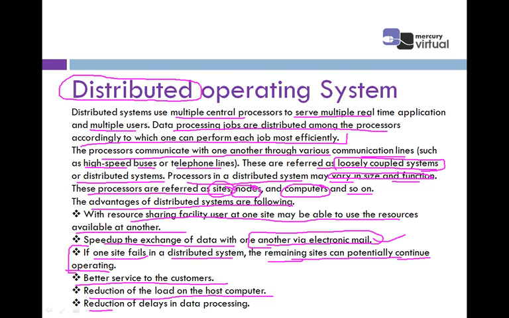Next, the last point says reduction of delays in data processing. There is no delay in data processing. If I'm telling you something, you are getting it, and if you have any doubts, you can contact me with the use of a chat or with the use of a voice. So there is no delay in data processing. Right. Now this is the distributed operating system, and the different names for the processors are sites, nodes, and computers.